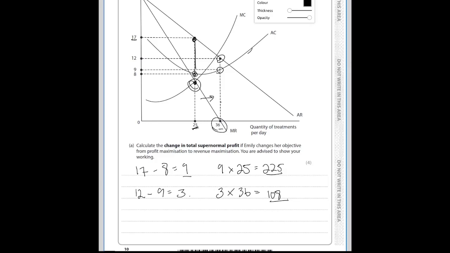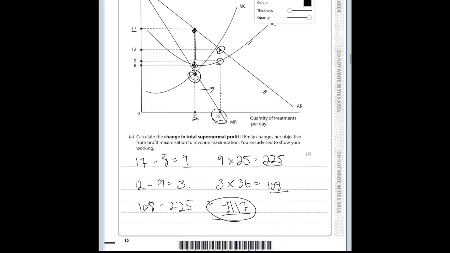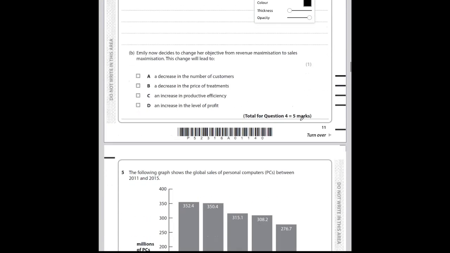And then I want to find the change. So I'm going to take that 108. I'm going to subtract 225 because that was our starting position. And then I'm going to get negative 117 pounds. Now remember, always put the pound sign in. And that will give you 4 marks.